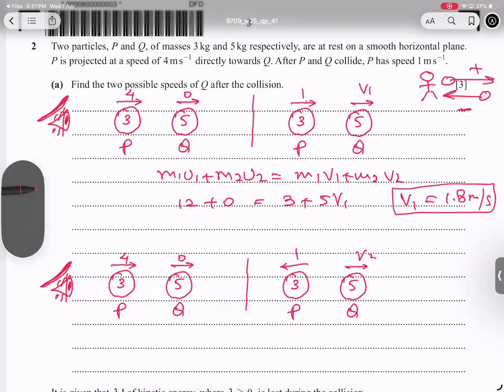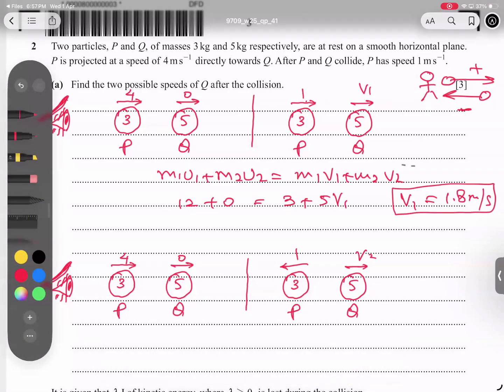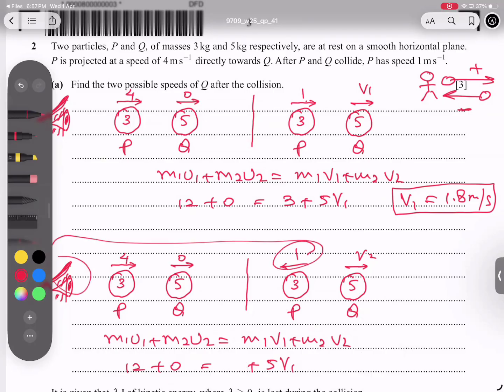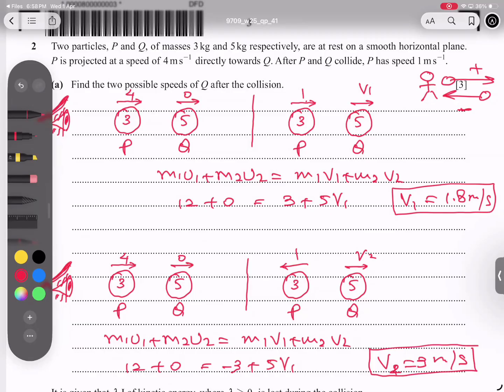The second possibility: same formula I'm going to use. Check it, students. Everything is the same, only one small change. Copy and paste. The only change is that the speed is negative 3, because it is going back toward the observer. So I get minus 1 times 3, which gives minus 3. 3 goes there, 15. 15 by 5 gives 3 meters per second. So we got two possibilities. Alhamdulillah. So V2 is this one.